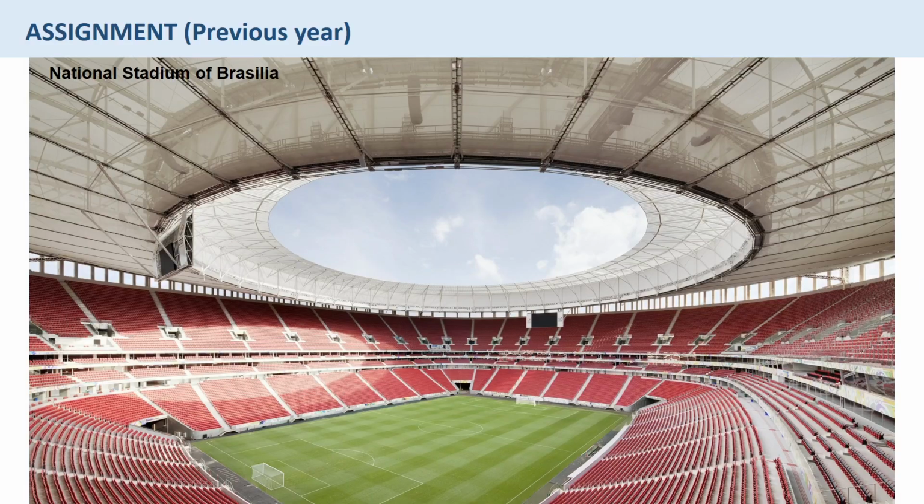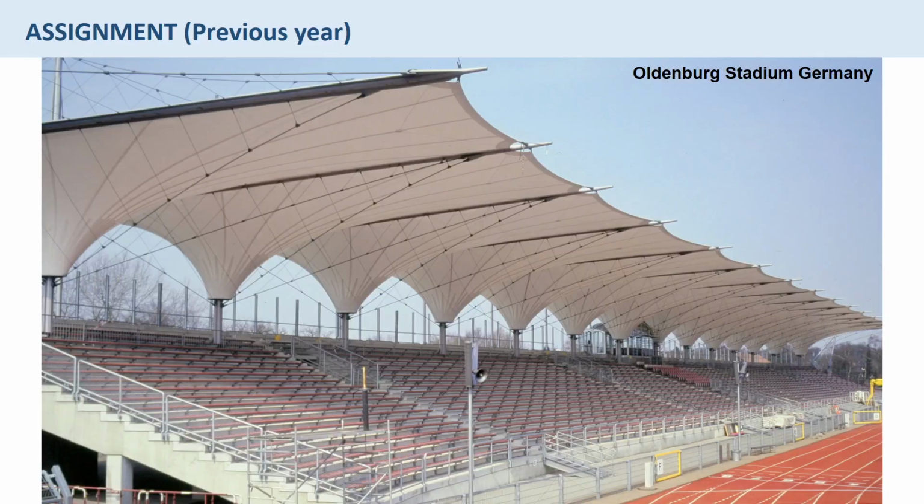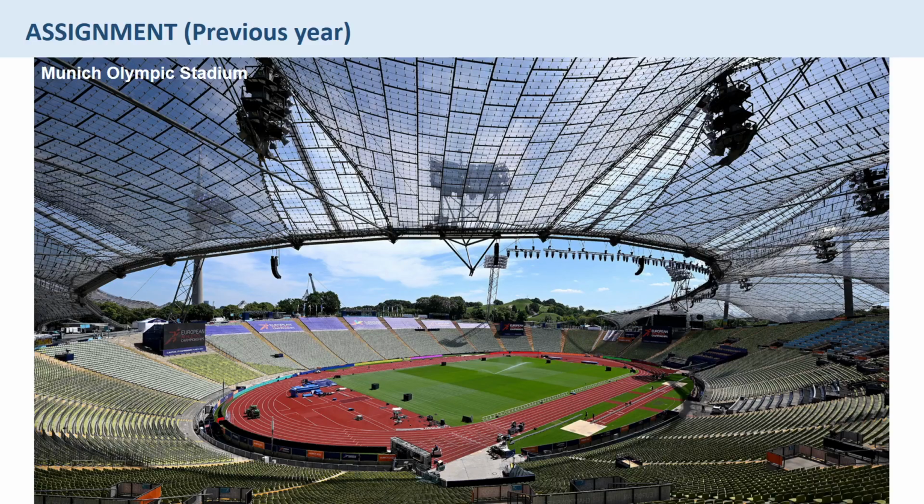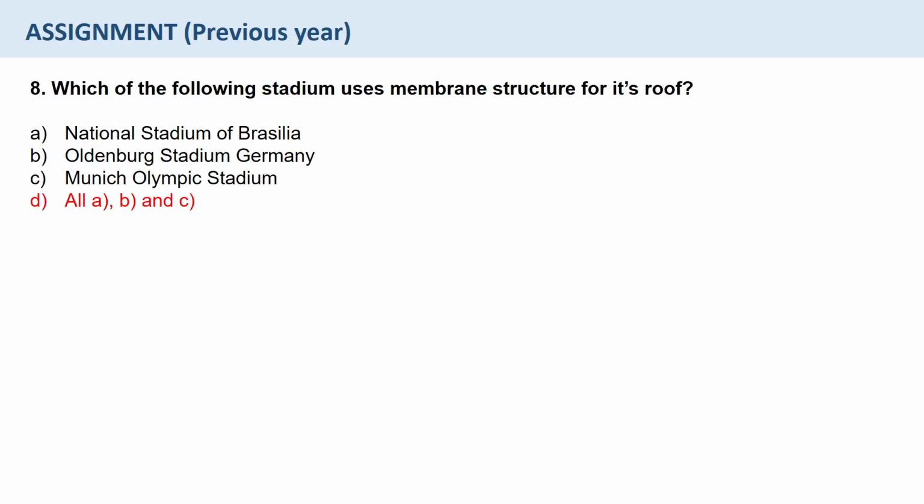So this is how the National Stadium of Brasilia looks like. And this is how Oldenburg Stadium, Germany looks like. And this is how Munich Olympic Stadium looks like. So the answer is all A, B and C: National Stadium of Brasilia, Oldenburg Stadium, Germany, Munich Olympic Stadium.